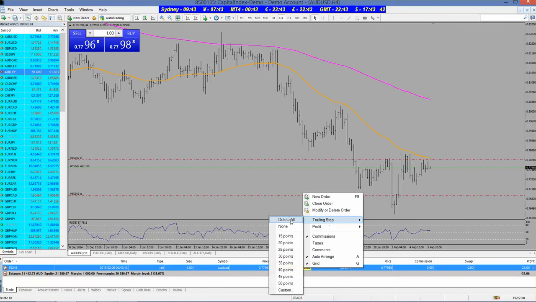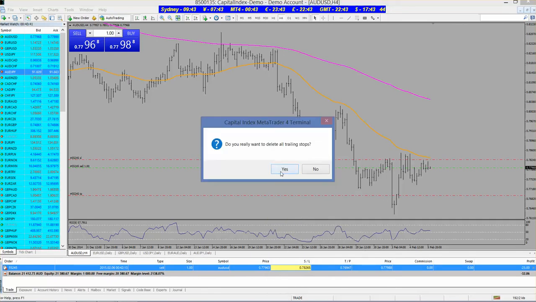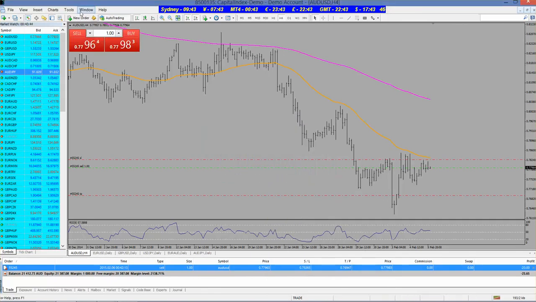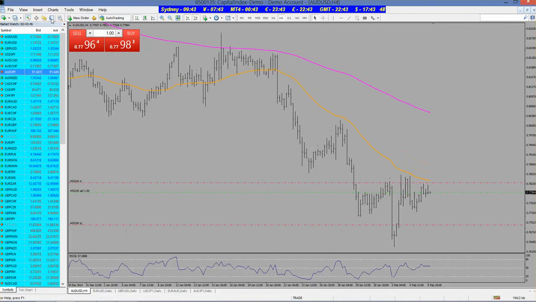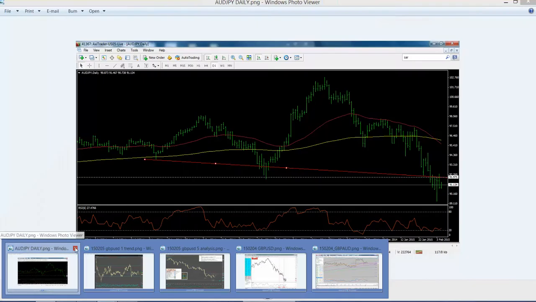So I prefer you to manage the trade, rather than just relying on a computer. So a trailing stop is manually adjusted at the end of the bar's existence when you know what's going on. Okay, Aussie yen, that's done.